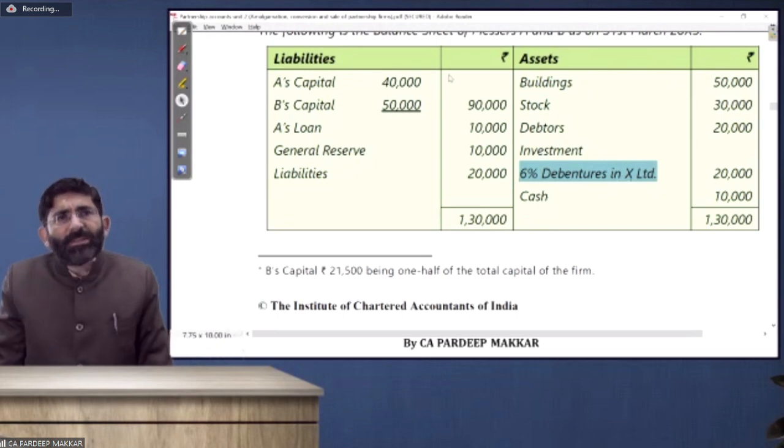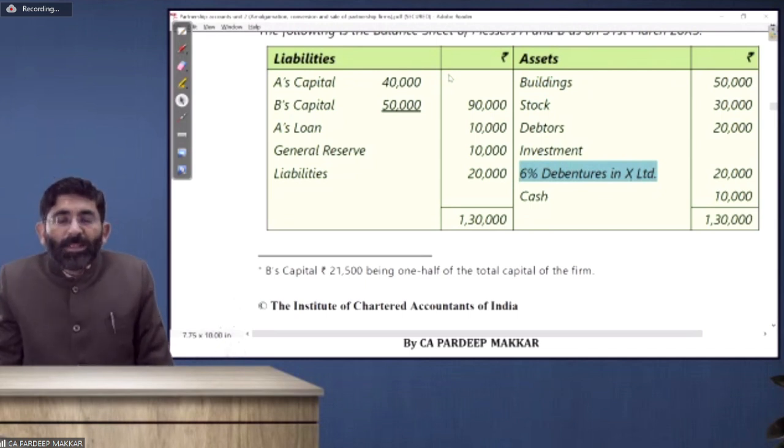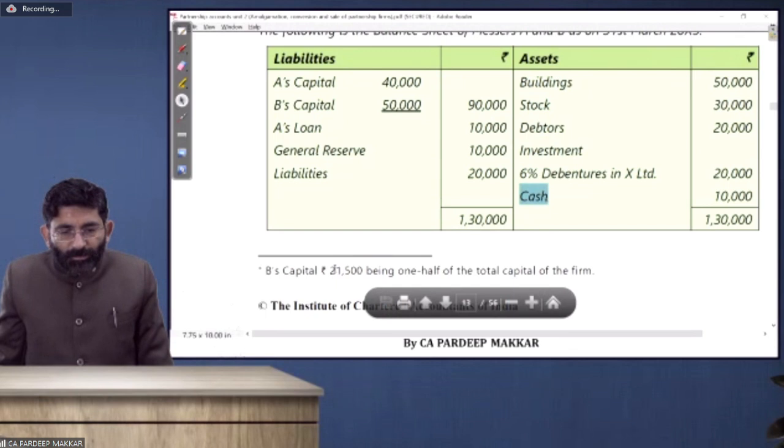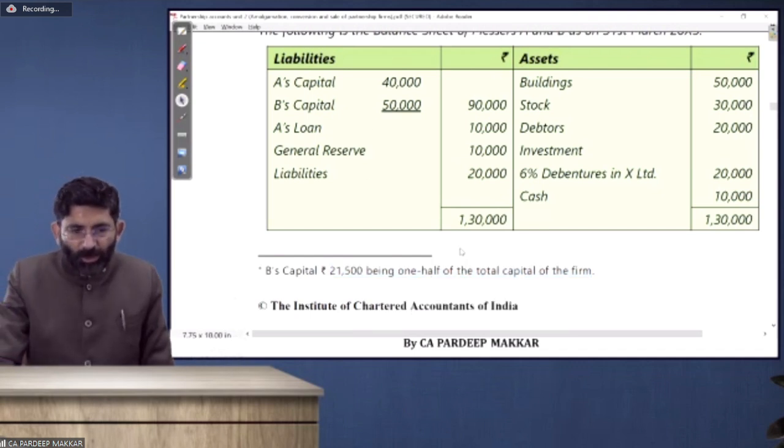What it is, this is simply an investment made by us. It may be in X Limited, Y Limited, anyone. It may be in Reliance, it may be in Tata. So there's no worry. Cash is there, that is normally allocated, as we know. B's capital is 21,500, being one half of the total capital of the firm. He says B's capital. This may be relating to some other question. So this point is not relating to this question.